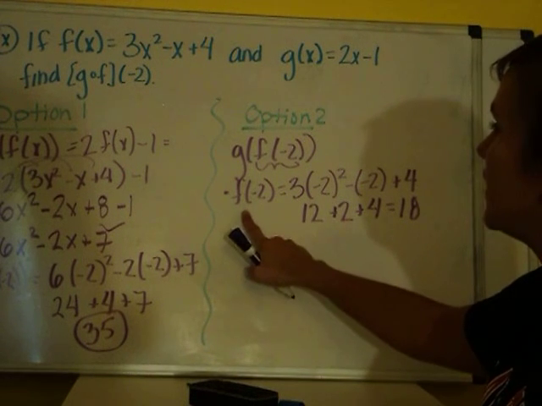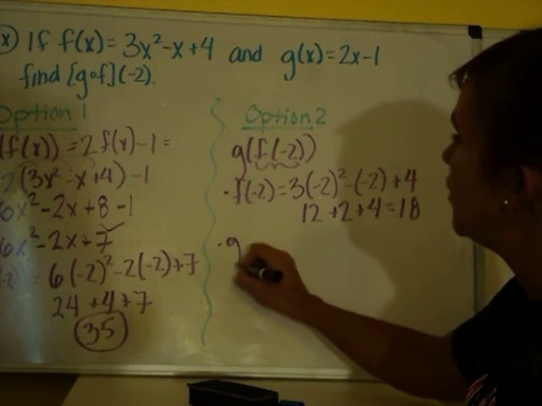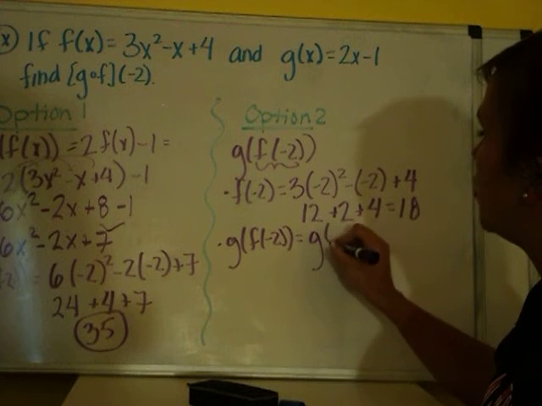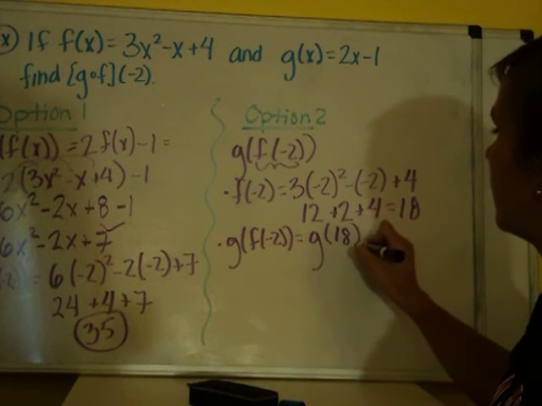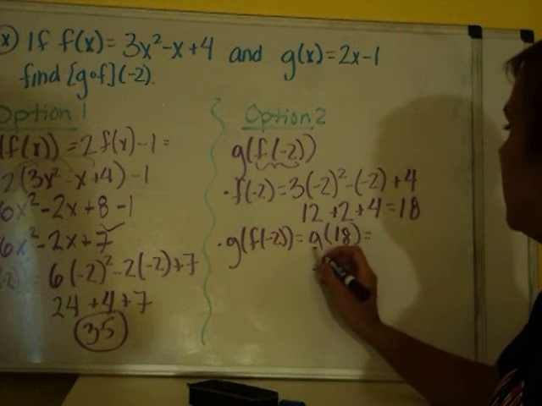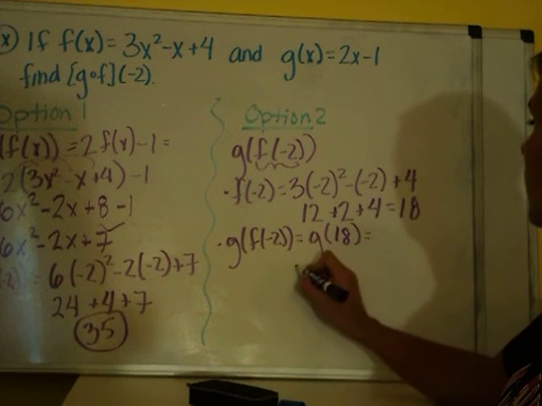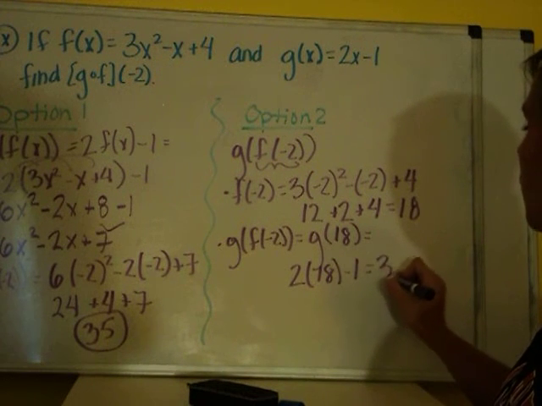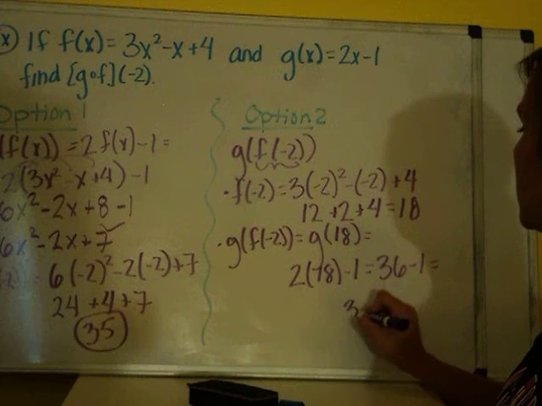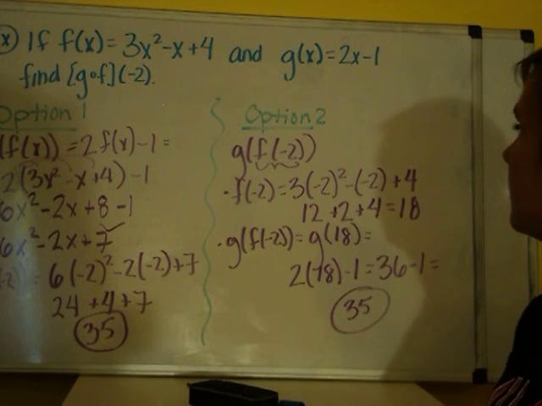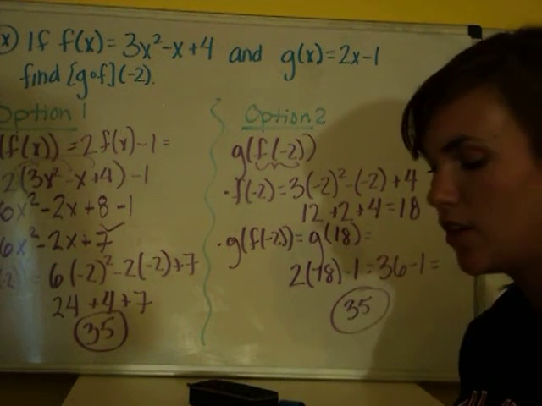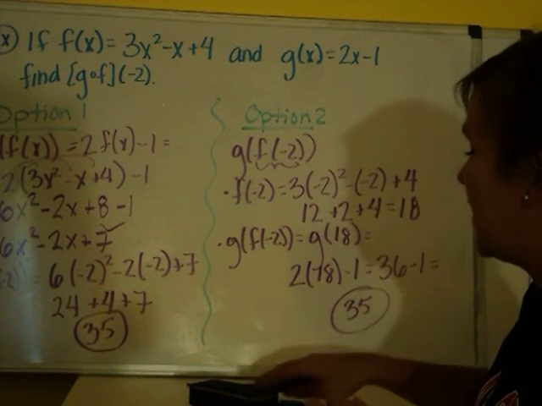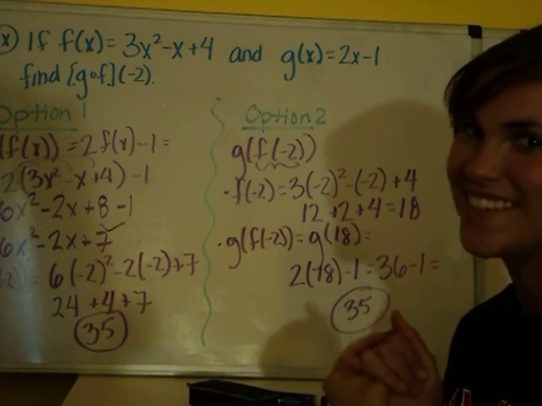Now that I've found f of negative 2, g of f of negative 2 equals g of 18, which is 2 times 18 minus 1, which is 36 minus 1, which is 35. Either way you get the same answer. Whichever you prefer, whether you want to evaluate twice or composite and then evaluate, is up to you. As long as you do the math right, you'll get the right answer.